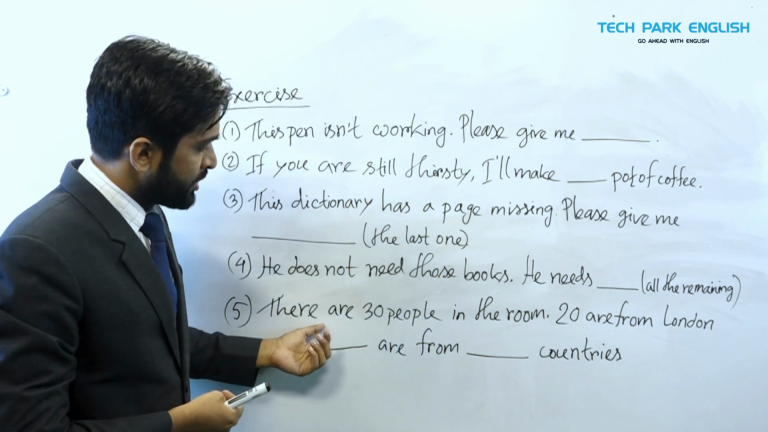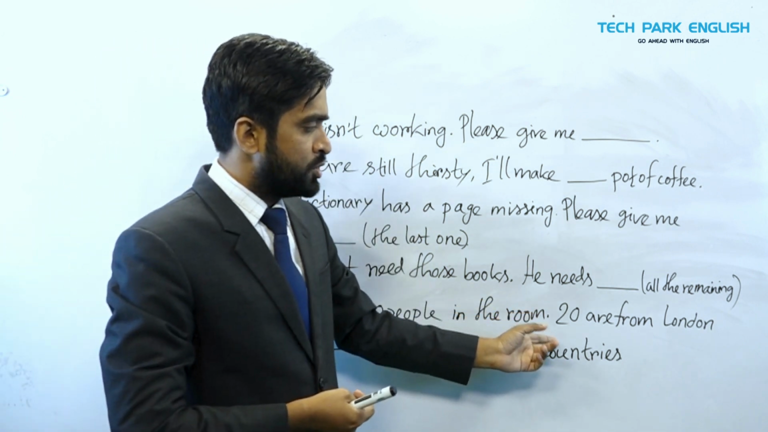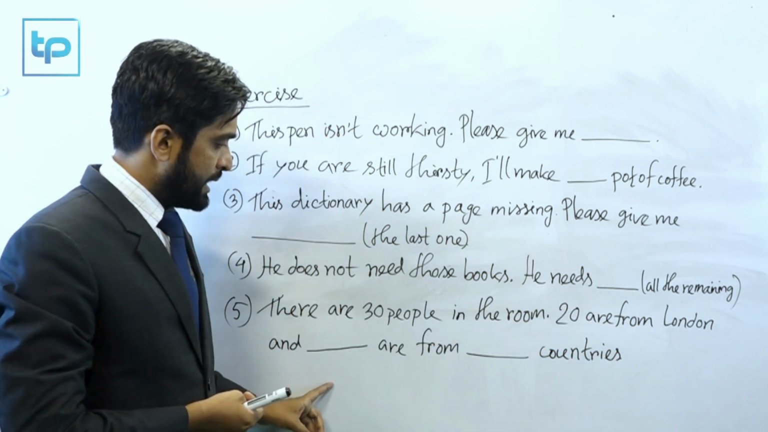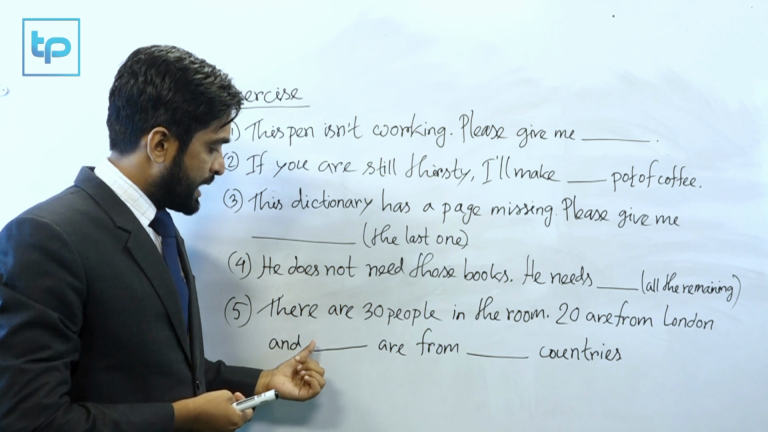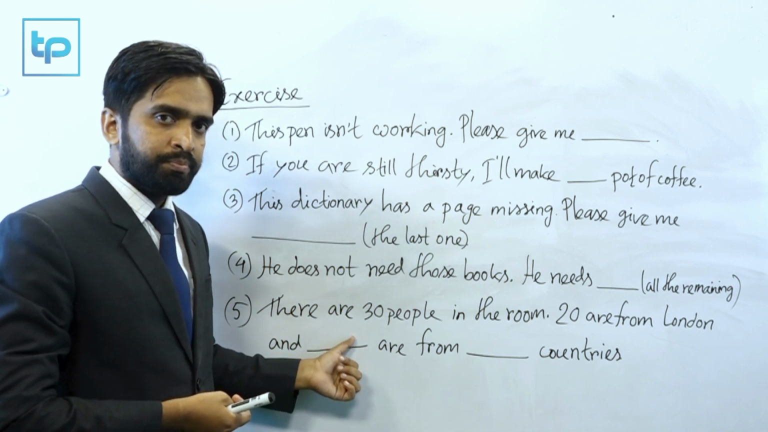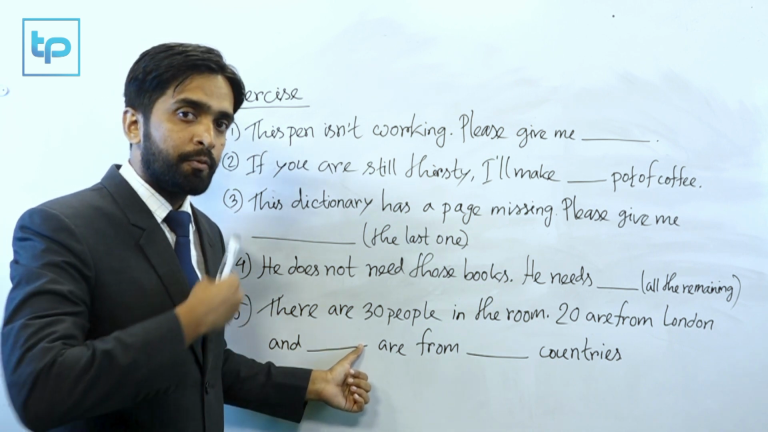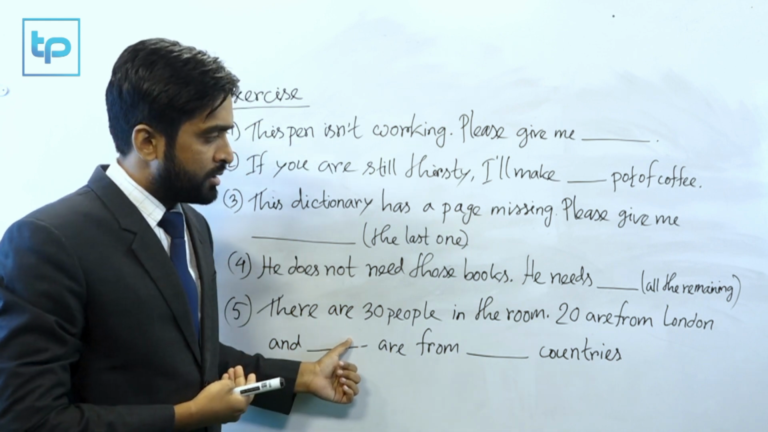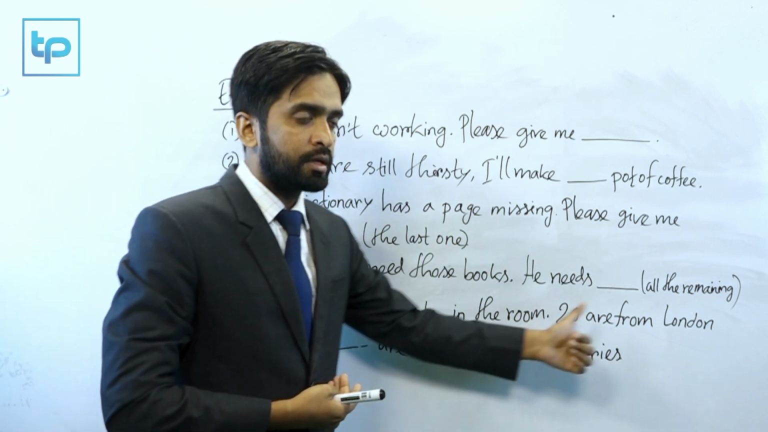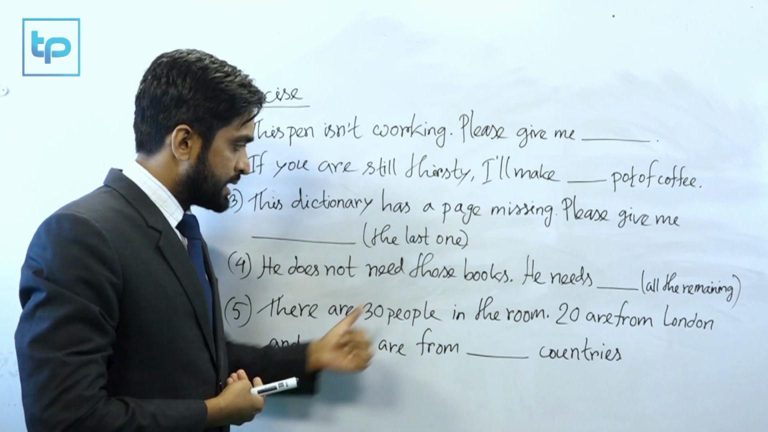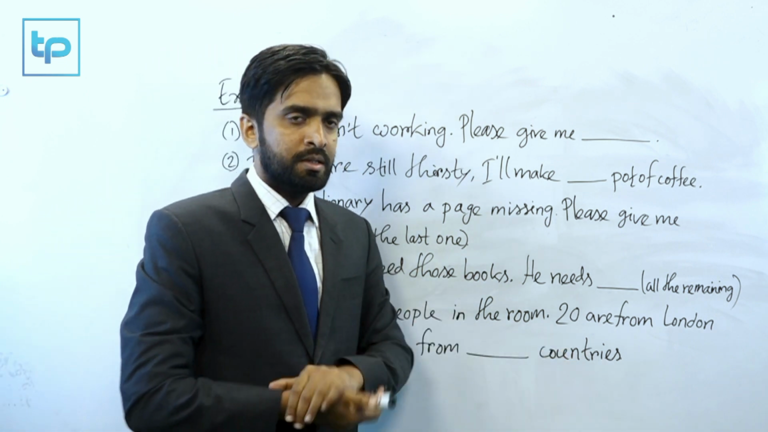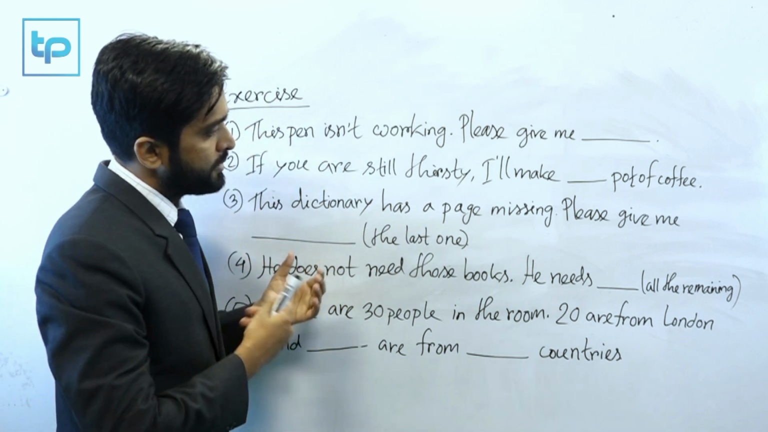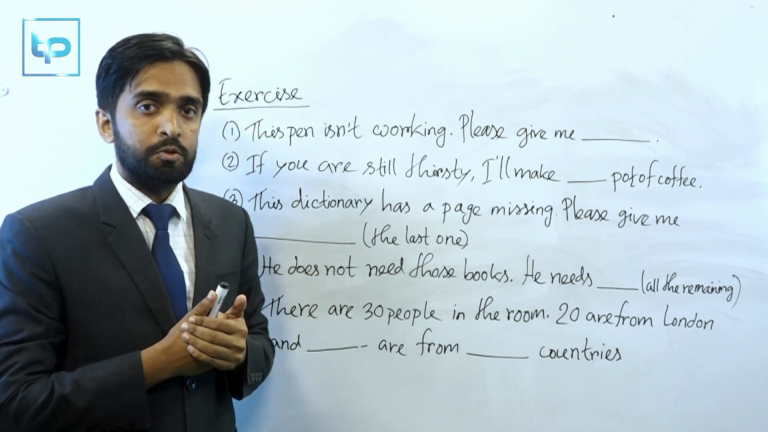And finally, there are 30 people in the room, 20 are from London, and the rest of the 10 people are from where? So you could say, and the others, that means the rest of the people are from other countries, not from London, from other countries. Okay, so that's how you can solve the exercises by using other.